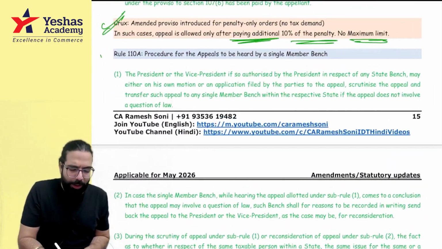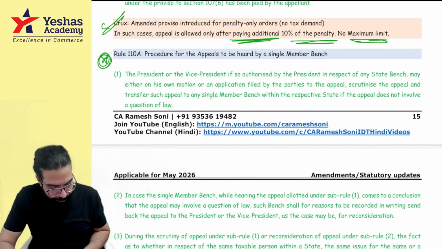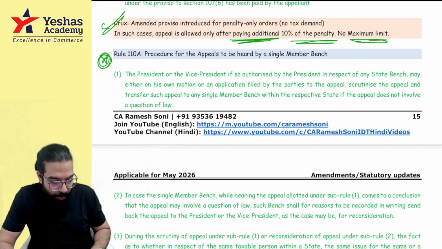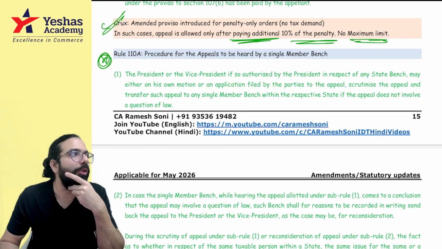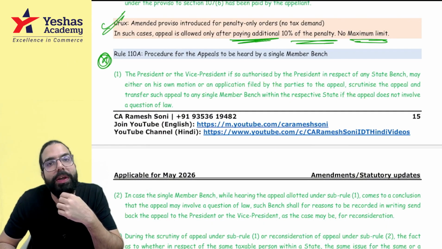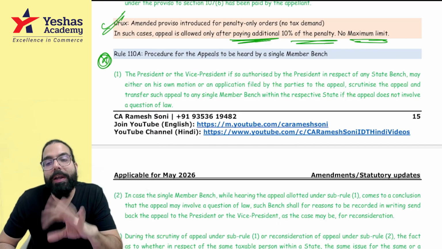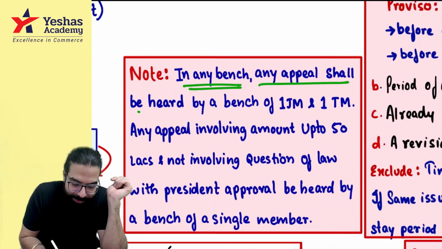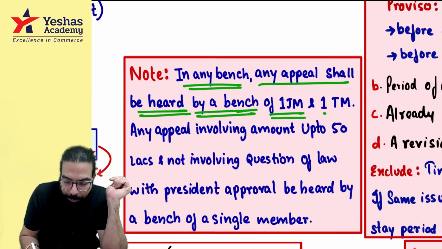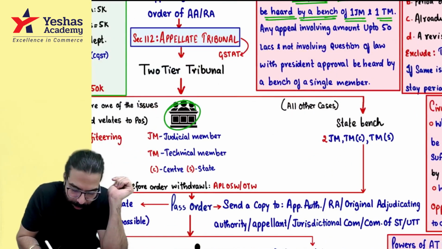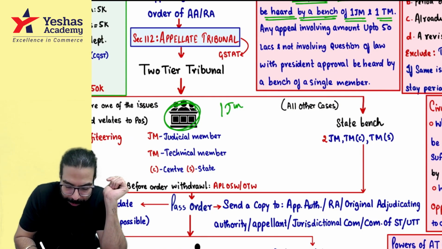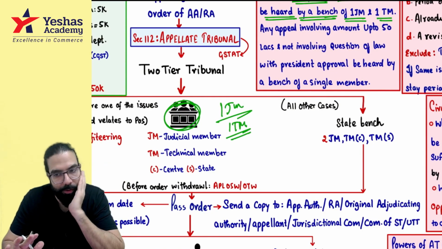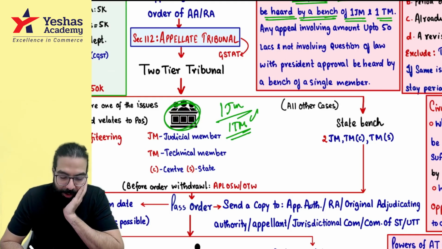Now, there's one rule, rule number 10A, which they have given. Please come over here. Sir, what is rule number 10A? In rule number 10A, they are telling the procedure for a single person to hear the case in case of the appellate tribunal. Listen, in the appellate tribunal, what happens? Any appeal shall be heard by a bench of one judicial member and one technical member. Always in the appellate tribunal, two people hear a case: one judicial member and one technical member who has GST knowledge. The technical member is the person with GST knowledge and the other has knowledge of law.